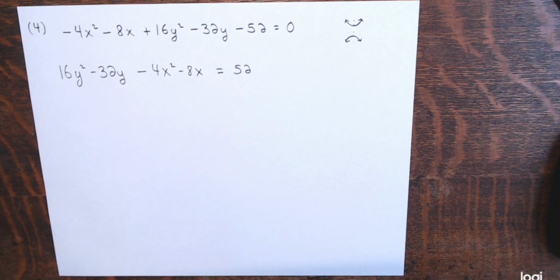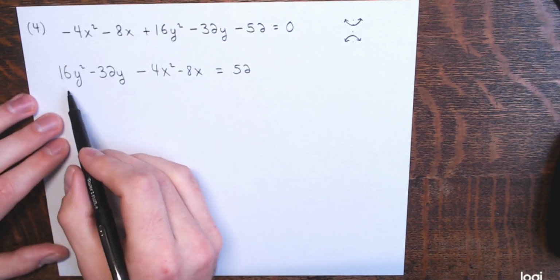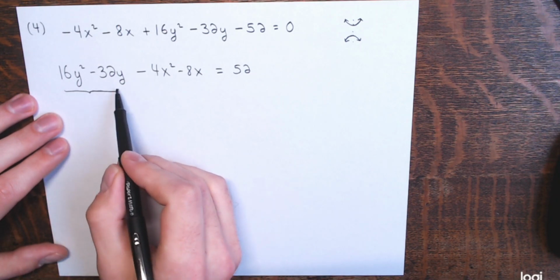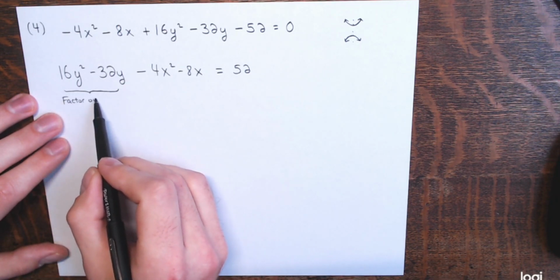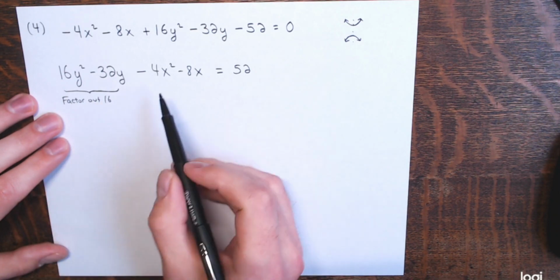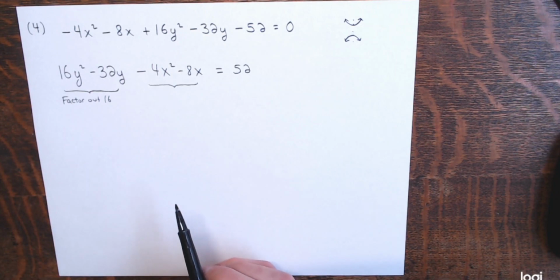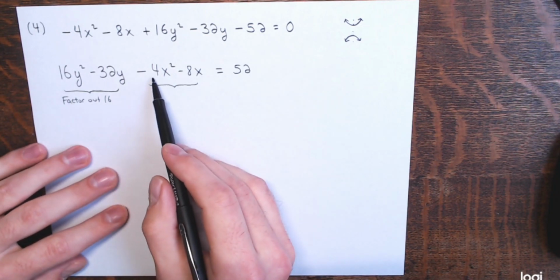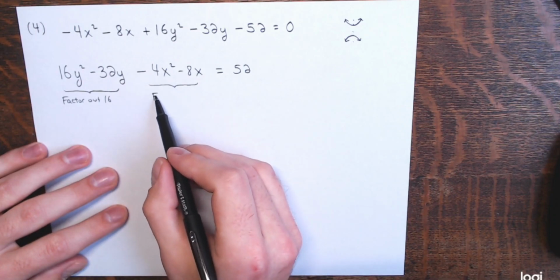Alright, then I want to complete the square on the y's and the x's, but I can't do that right now because the coefficient on y squared is 16. So from the y terms, I'm going to factor out 16. And the same thing for the x's. I can't complete the square right now, because the coefficient on x squared is not 1, it's -4. So I'm going to factor out -4.